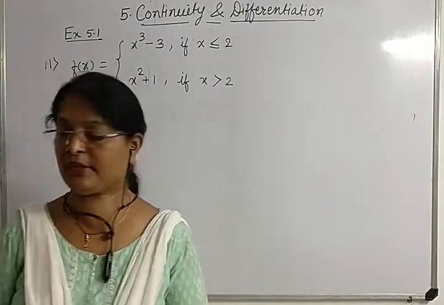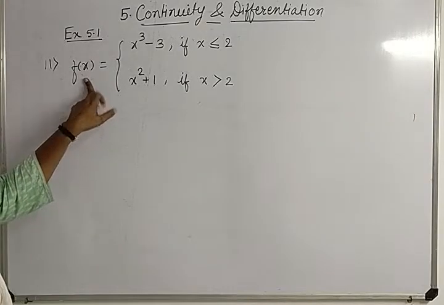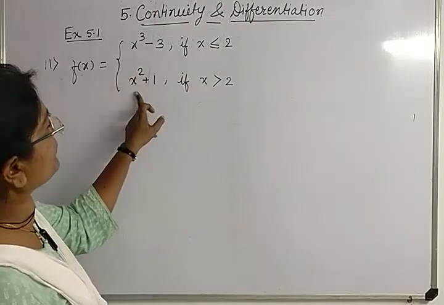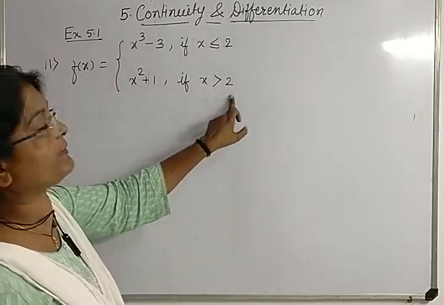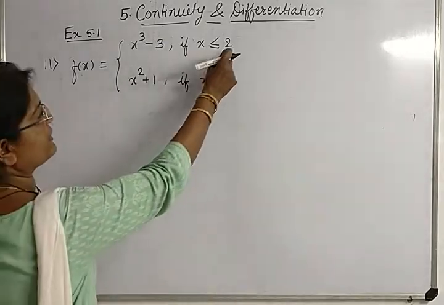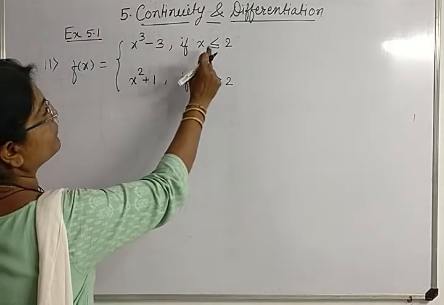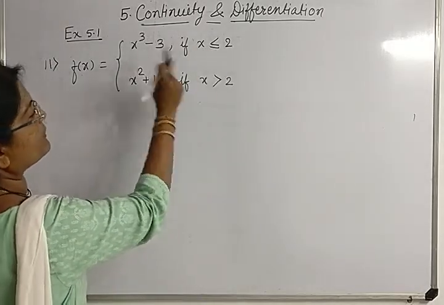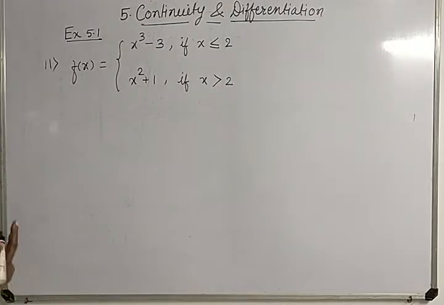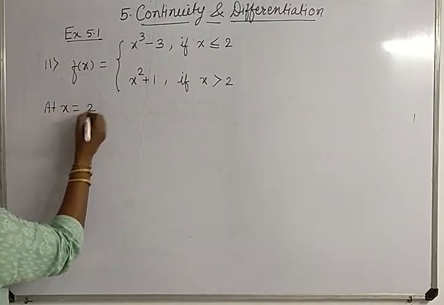The question number 11 is f of x equal to x cube minus 3 if x is less than or equal to 2, and equal to x square plus 1 if x is greater than 2. Means the definition of the function is changing at 2. For less than 2, the function is this one. For equal to 2, the function is this one. For greater than 2, the function is this one. So we will check its continuity at x equal to 2.